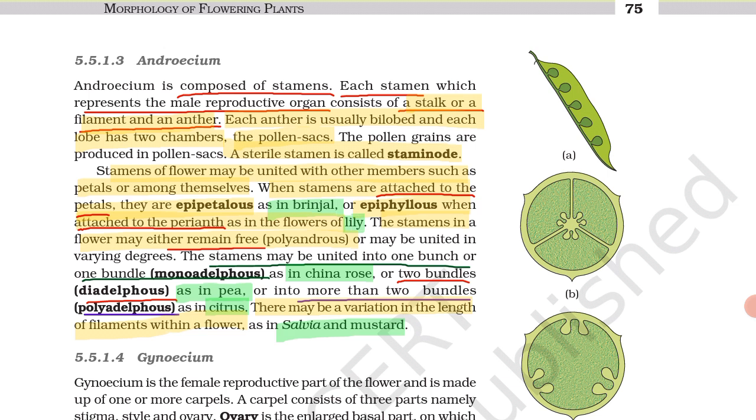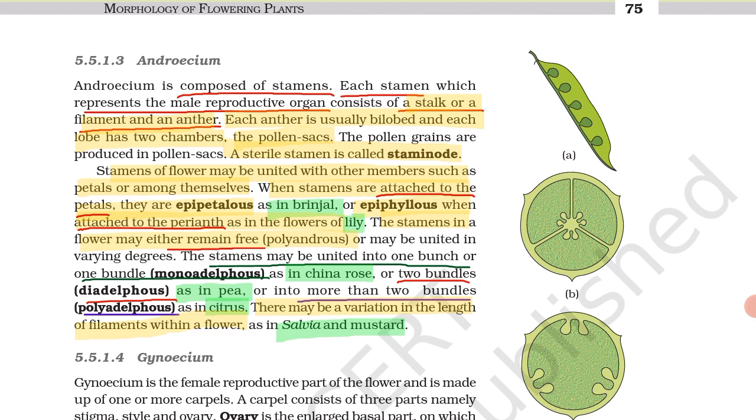So let's revise androecium from the starting onwards. Androecium is composed of stamens, and it is also called the male reproductive organ. Stamen consists of stalk, filament and anther. So it has three parts: stalk, filament and anther.